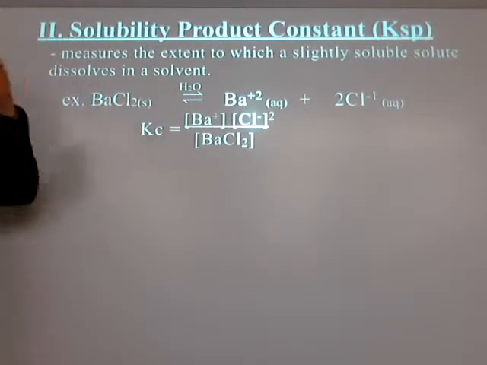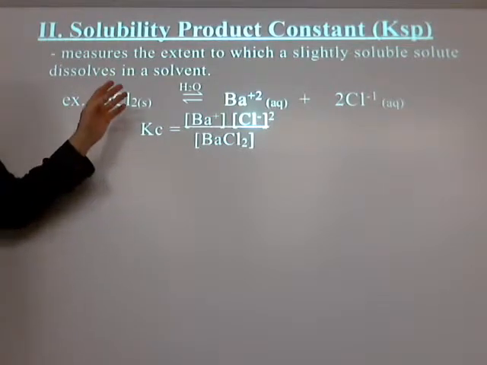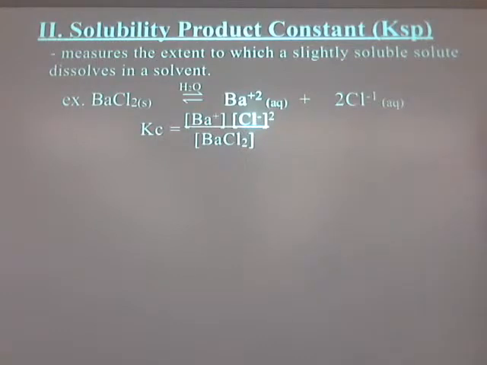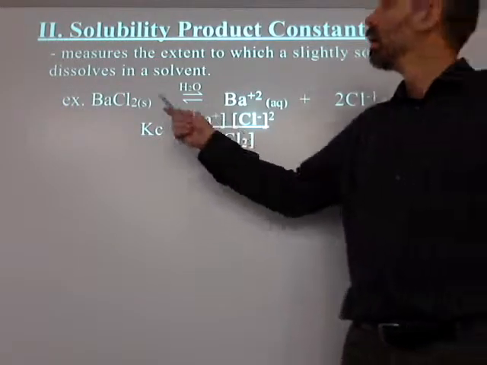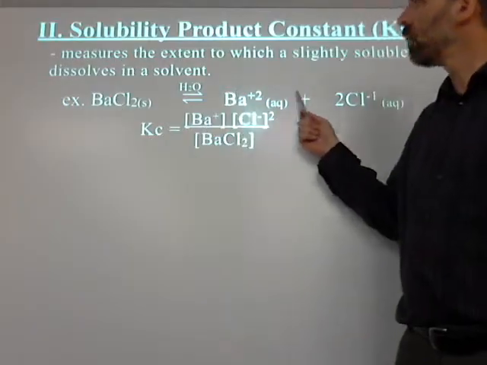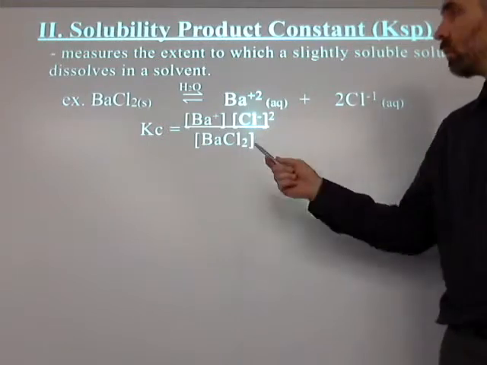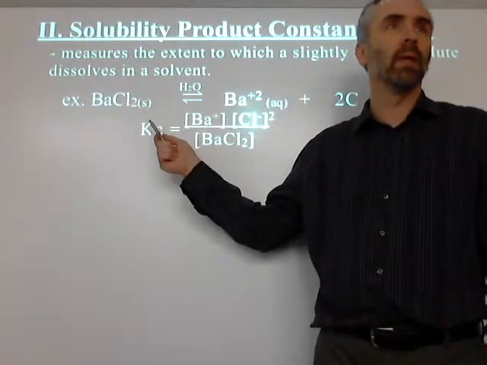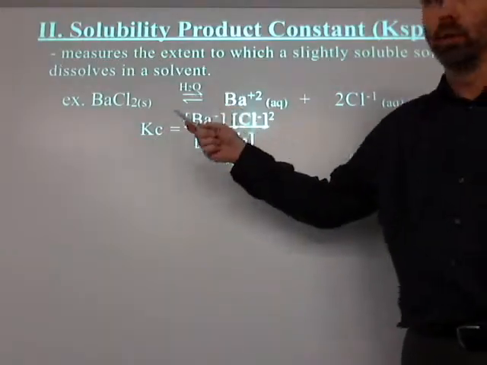Because barium chloride, by definition, is a slightly soluble salt. We know that, we're told that in the problem. Not much of it's going to actually dissolve. It's going to be a very small amount. So once again, I'm going to be able to remove it from the denominator here, right? And bring it over and make a new constant.